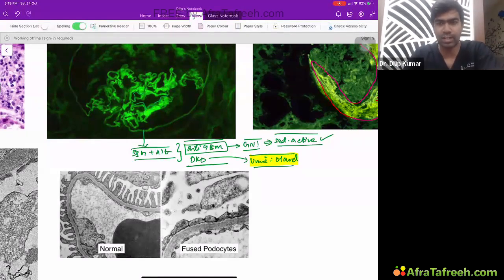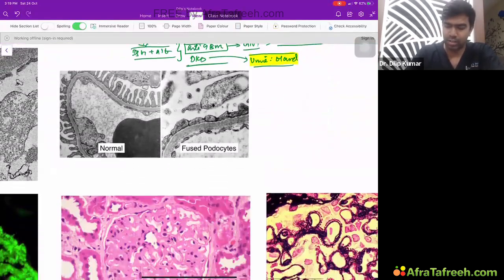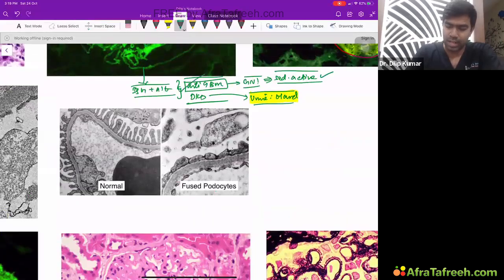So even though DKD is theoretically one of the differential diagnoses, I don't think DKD can really be diagnosed here. It's only for namesake. Practically, we don't think about DKD. It's all about our anti-GBM antibody.